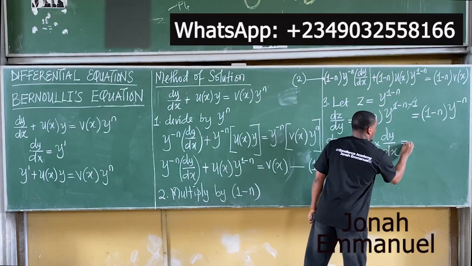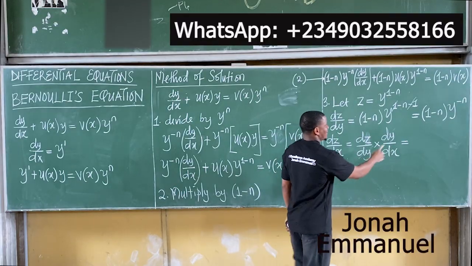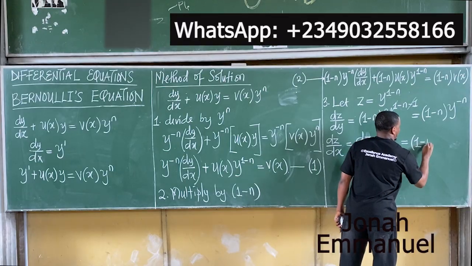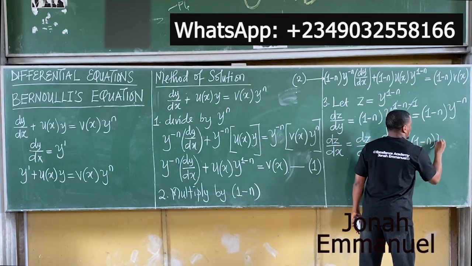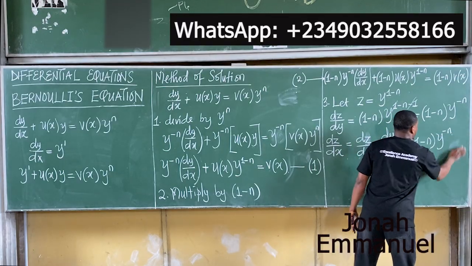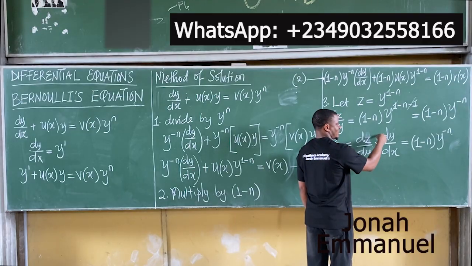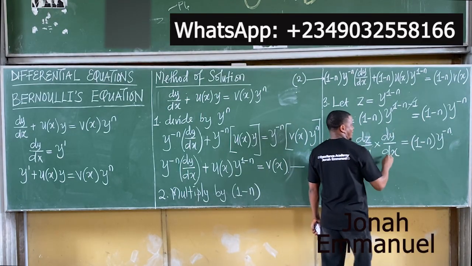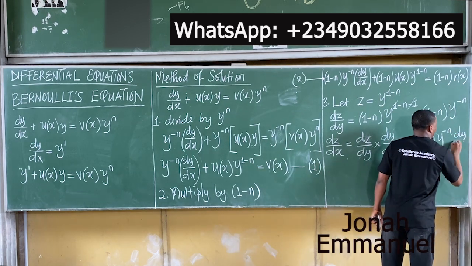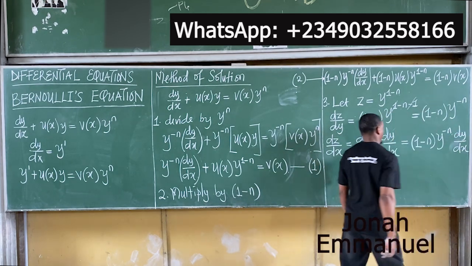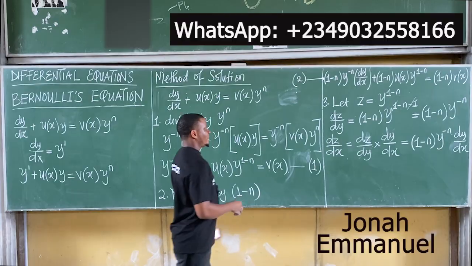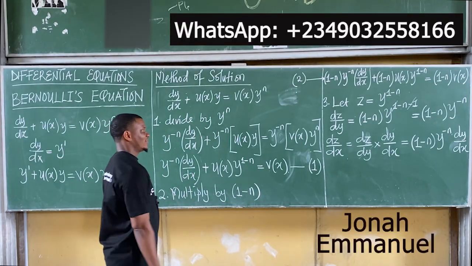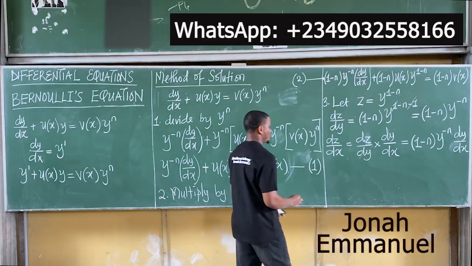Now let's do that substitution. This is equal to, what's dz dy? That becomes 1 minus n into y to the power minus n. This multiplied by what there? dy dx. So you have this. We now have a value for dz dx as well as z. This is step number 4.